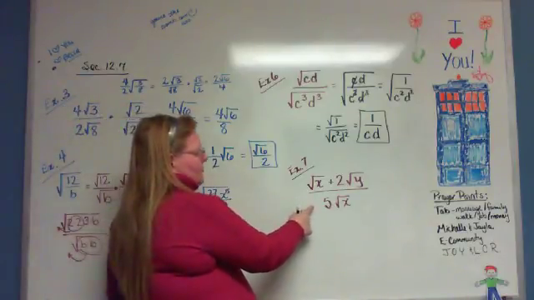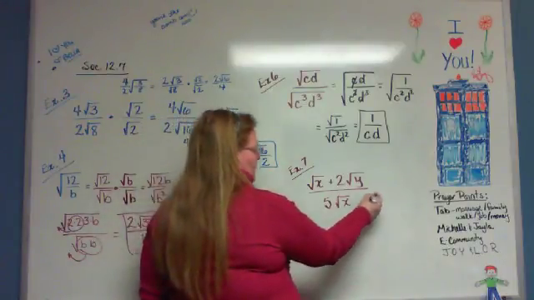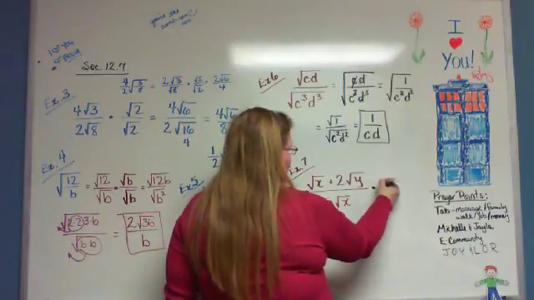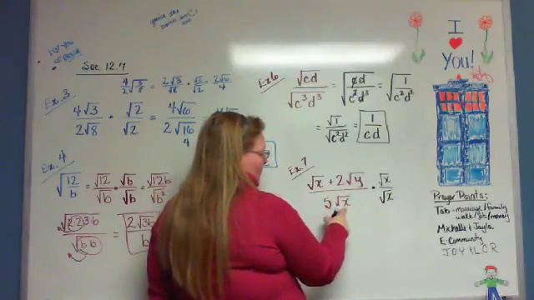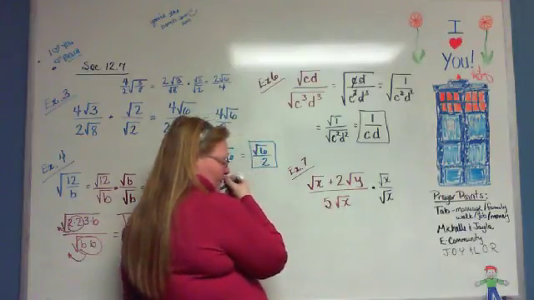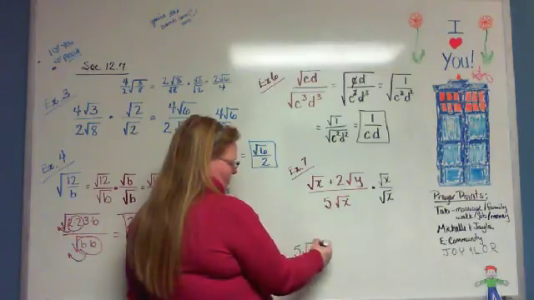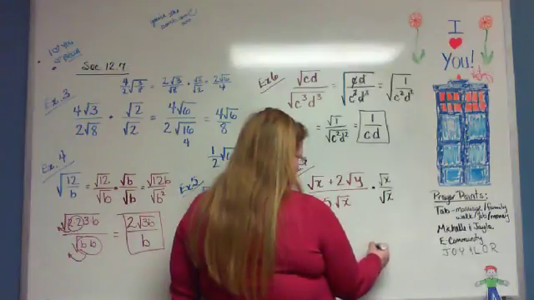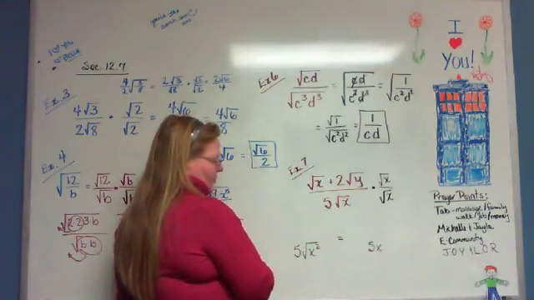And then for this one, what do we need to multiply it by? I hope you said the square root of x, because that's what's going to make this a perfect square. We're not worried about that, we're just worried about the radical on the bottom. So for the radical on the bottom, that's 5 square roots of x squared, which gives me 5x, because once you take it out of the square root, it's just a 1.